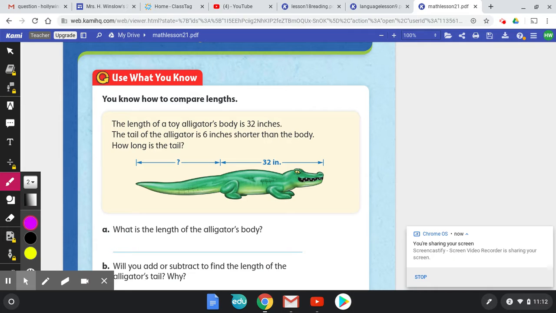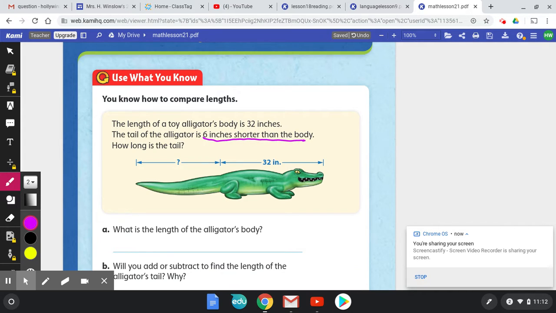The length of a toy alligator's body is 32 inches. The tail of the alligator is 6 inches shorter than the body. How long is the tail? Now, this is one thing you have to be careful with. You have to be careful with the vocabulary. It does not say that the alligator's tail is 6 inches. It says it's 6 inches shorter than the body. So you have to do an equation.